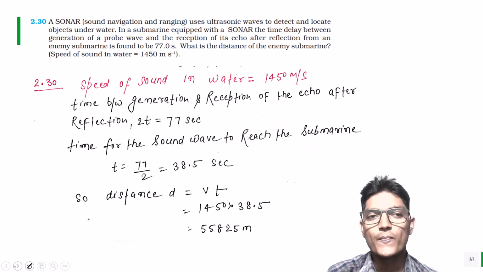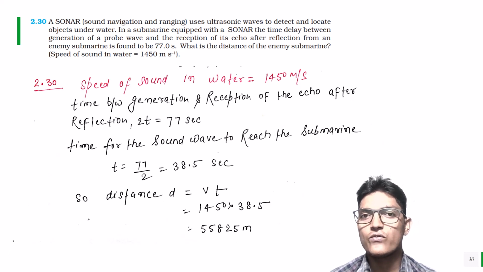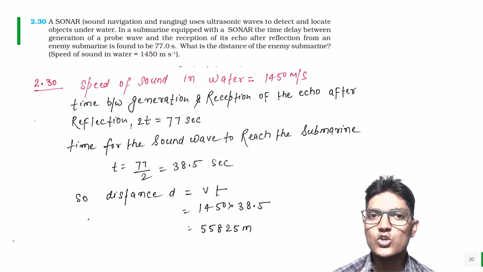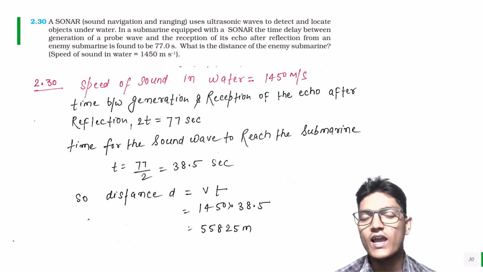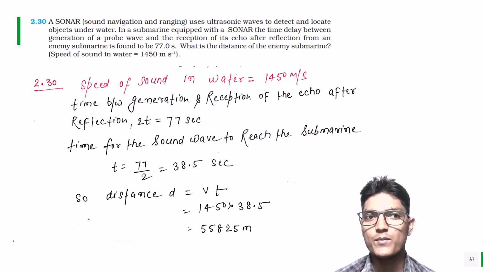Now the next question is here, a sonar, which is sound navigation and ranging system. So a sonar uses ultrasonic waves to detect and locate objects under the water. In a submarine equipped with a sonar, the time delay between the generation of a probe wave and the reception of its echo after reflection from an enemy submarine is found to be 77 seconds. What is the distance of the enemy submarine?